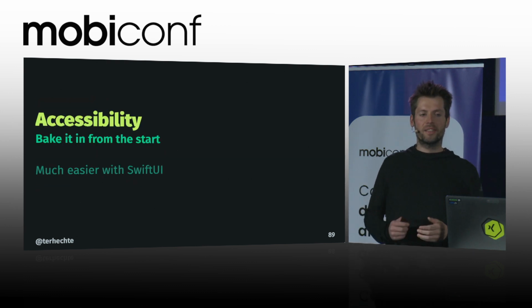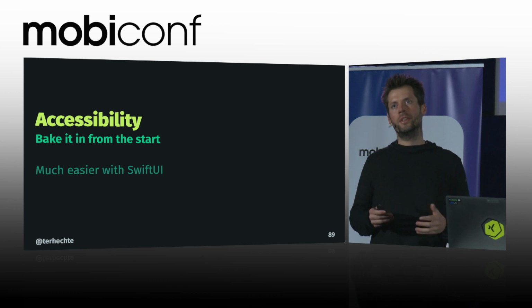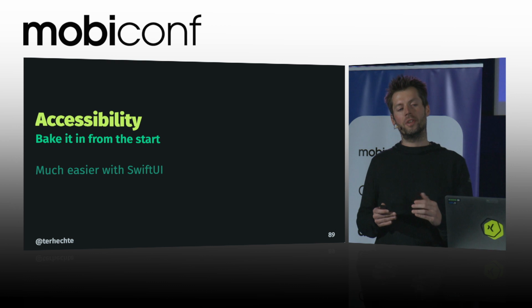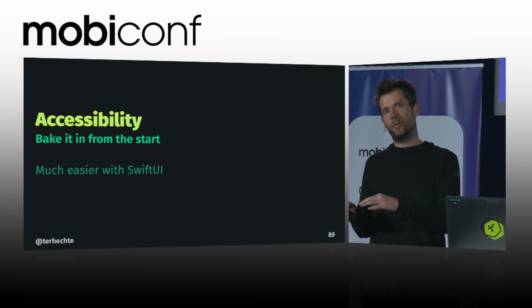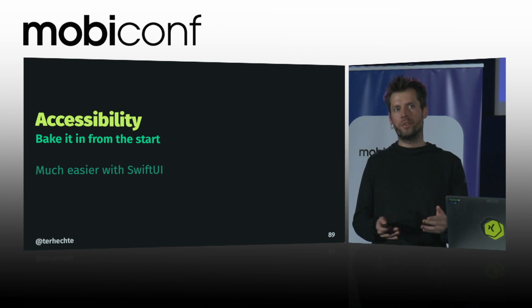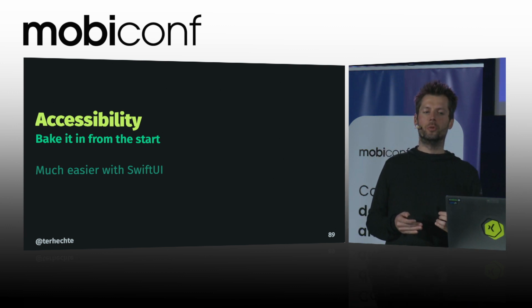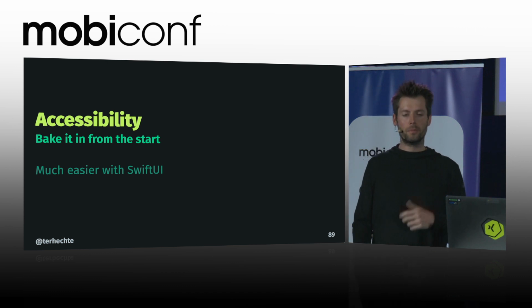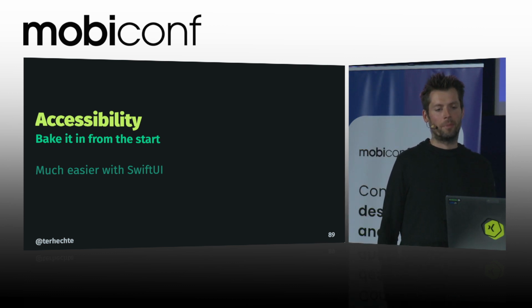Another important part is accessibility. If you start developing a design system, you should do accessibility first, because if you encode it into the components of your system, then the whole rest of your app will gain it for free. So it's a very small additional investment to do accessibility from the start, and the whole app will benefit from it. It's also much easier if you use SwiftUI.